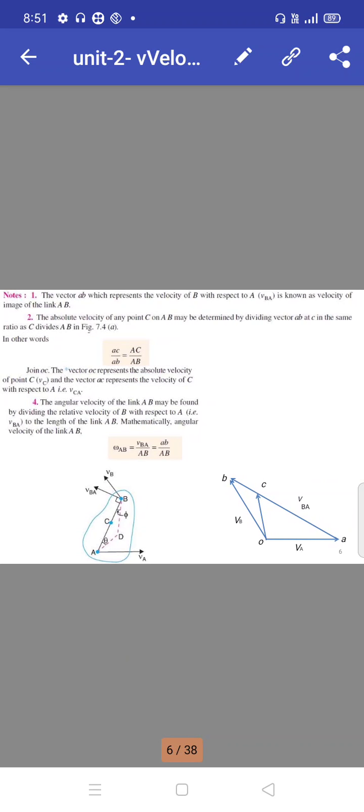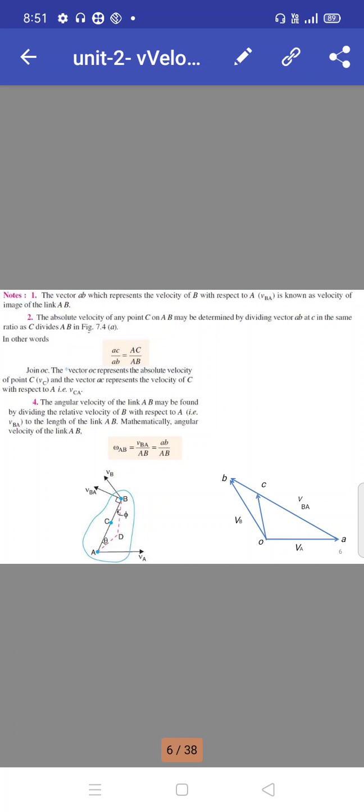Note one: the vector AB, which represents the velocity of B with respect to A, is known as the velocity image of the link AB. The absolute velocity of any point C on AB may be determined by dividing vector AB at C in the same ratio.